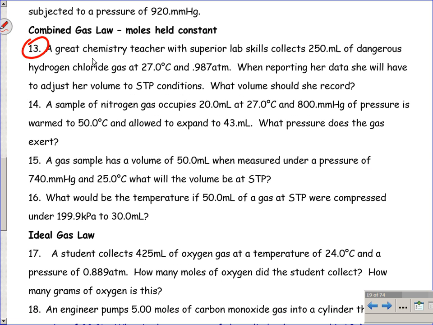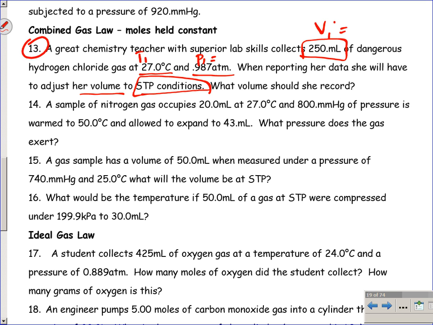Okay, so we see this, we call this volume 1. That's not an I, it's a 1. And then it says at 27 degrees Celsius and 0.987 atmospheres. What are these? That's temperature 1, but it can't be expressed in Celsius. It has to be expressed in Kelvin. And this is pressure 1. When reporting her data, she will have to adjust her conditions or her volume to STP conditions.